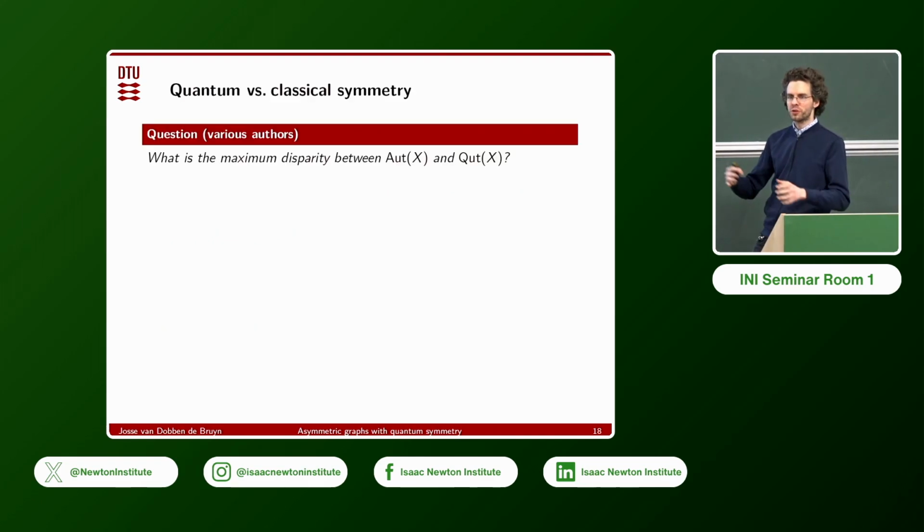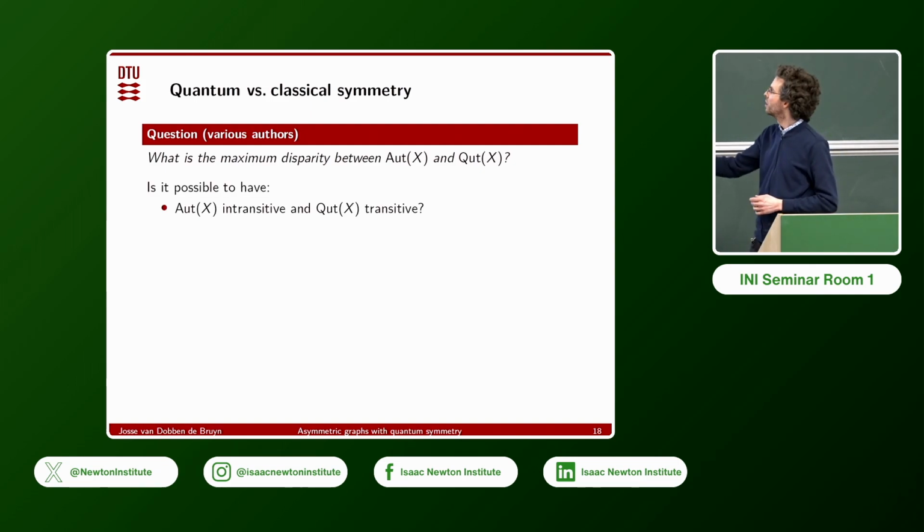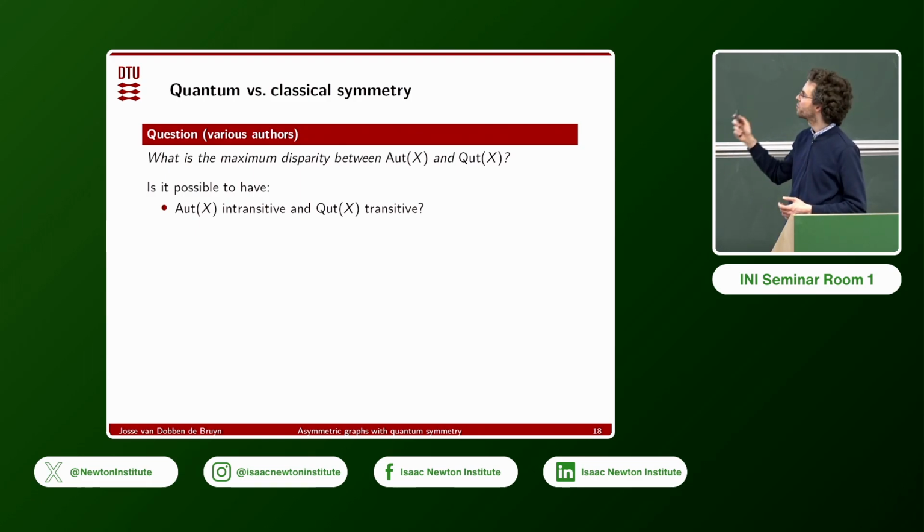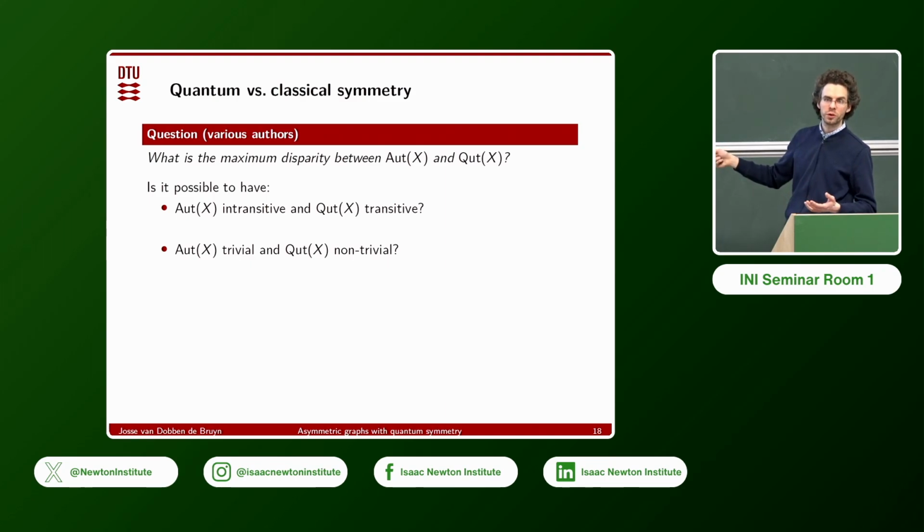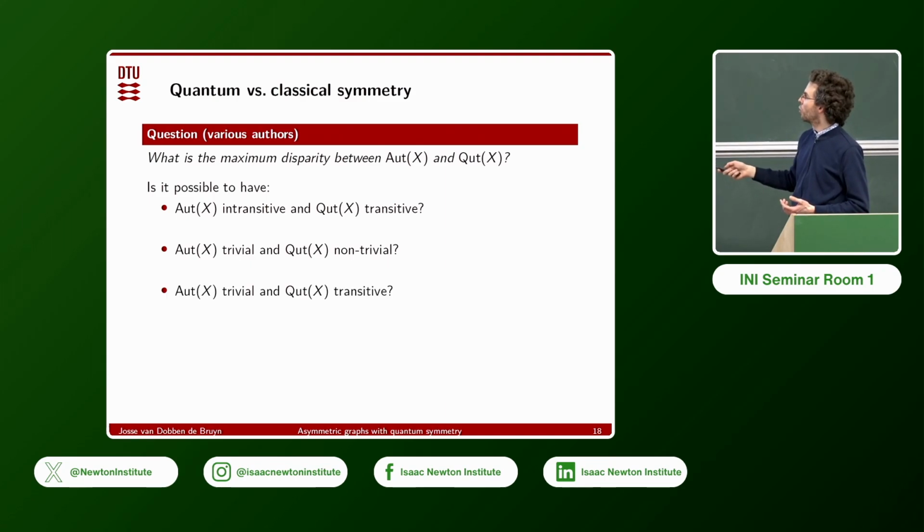So various authors have asked what's the maximum disparity between the automorphism group of a graph and the quantum automorphism group. So questions like this look like, for instance, is it possible to have an automorphism group that acts intransitively, but the quantum automorphism group acts transitively? Or is it possible to have a trivial automorphism group and a non-trivial quantum automorphism group? Or somehow a question that combines them, is it possible to have a trivial automorphism group and a transitive quantum automorphism group?